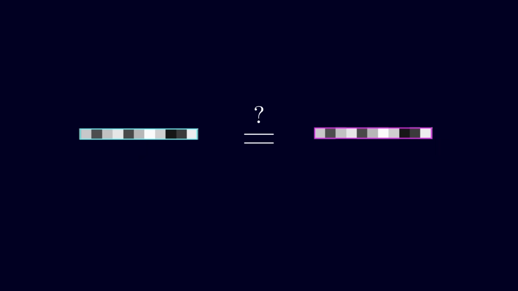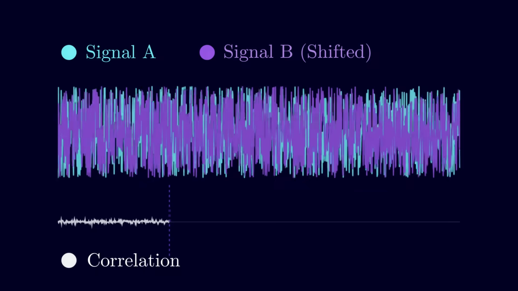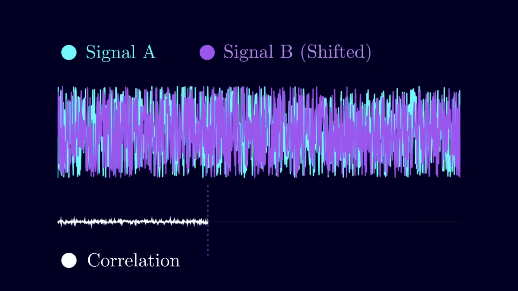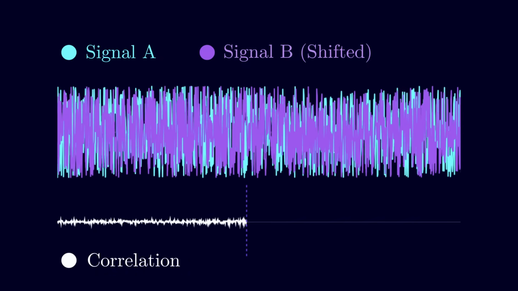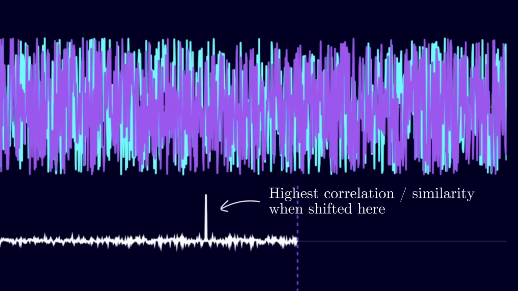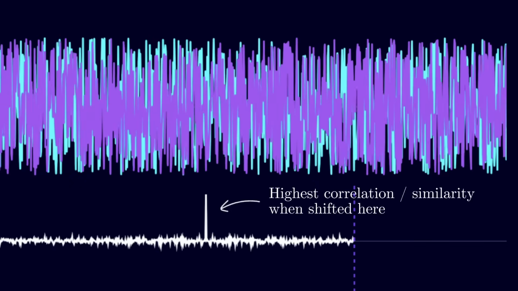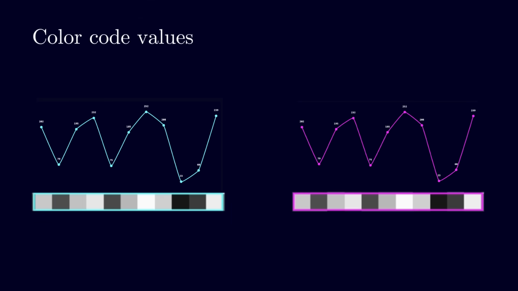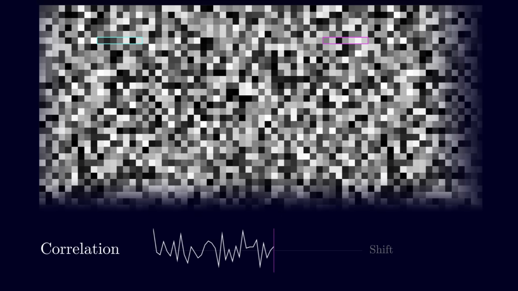To measure how similar they are, mathematicians already have a tool for this. It's called correlation. It measures how similar two signals are when one slides past the other, how well they line up at every possible shift. In our case, those signals are just the pixel patterns inside the two windows. As B slides across A, we calculate how much their ups and downs agree. When they line up, the correlation spikes. That's the best match. You can think of it as the overlap score between the two signals.